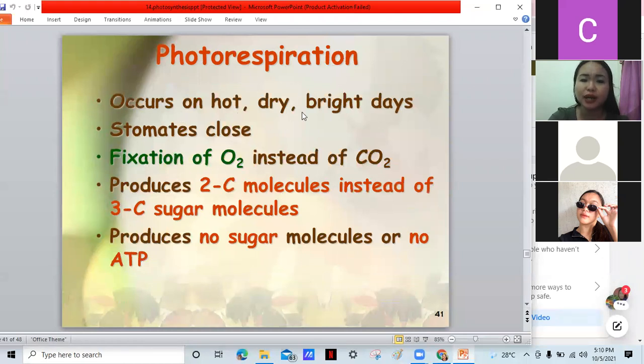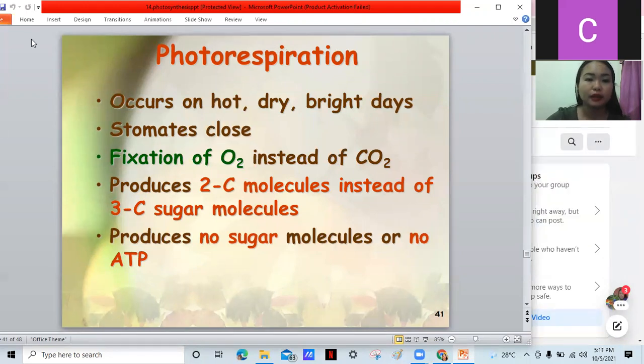During hot, dry, bright days, there is what we call photorespiration occurring. At this point, the stomates will close because of a very hot environment, and the tendency will be the evaporation of water.